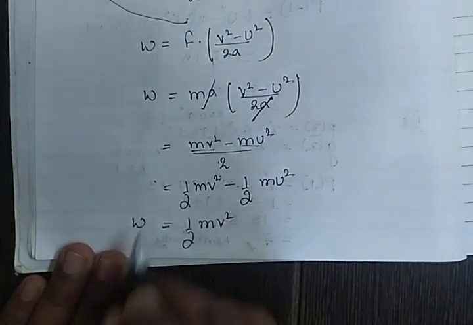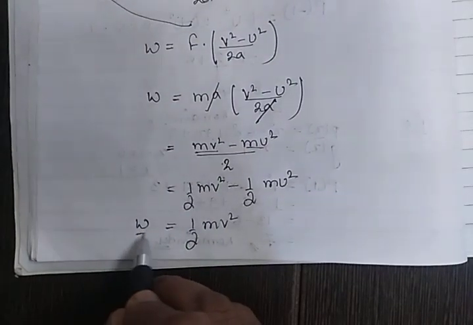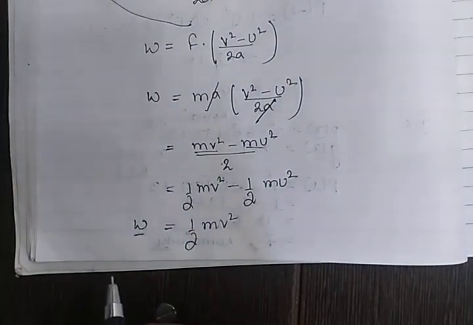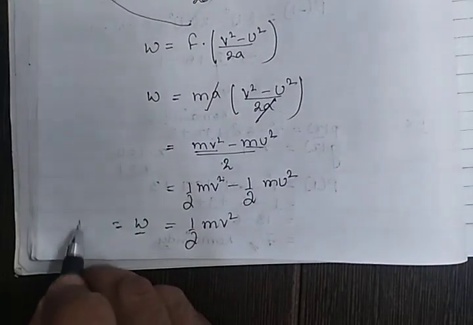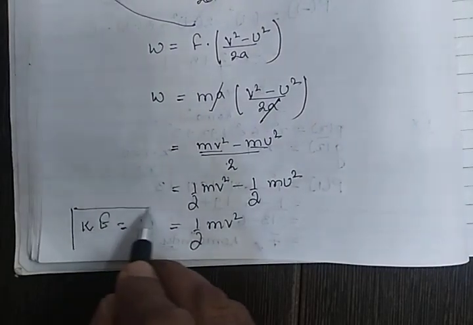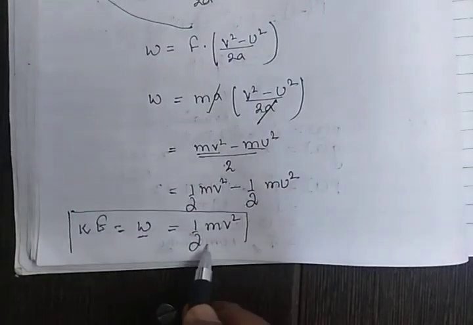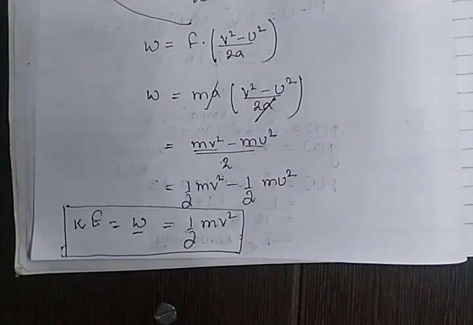This is the work done. I told you that this work done is equal to the energy stored in the body, and this work done is very much equal to our kinetic energy. So the expression for kinetic energy is half m v square.